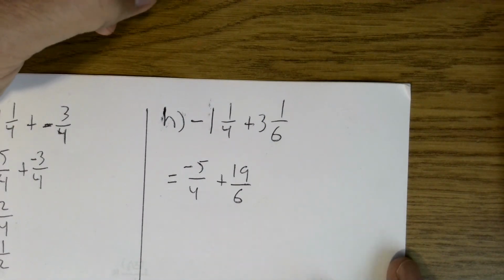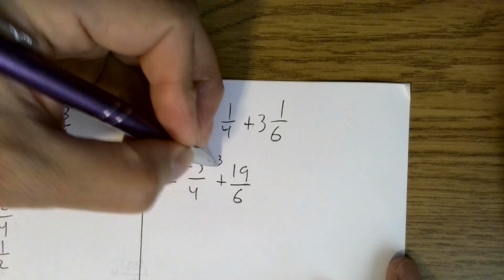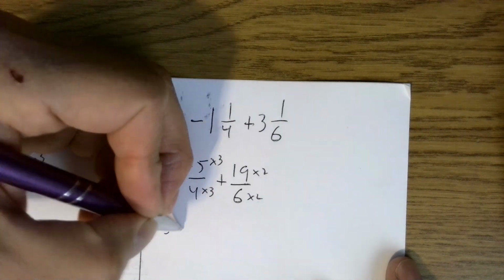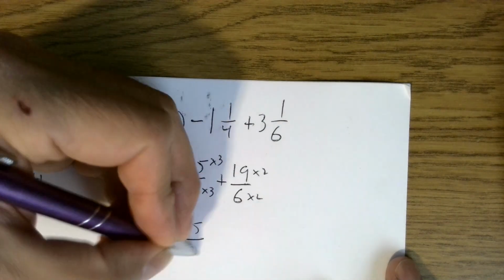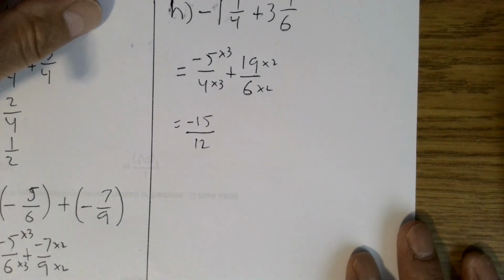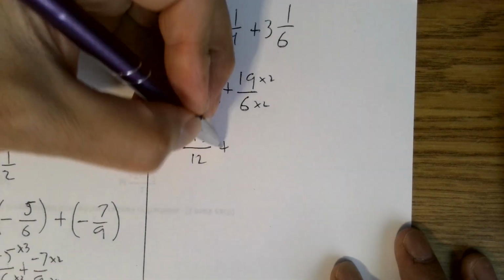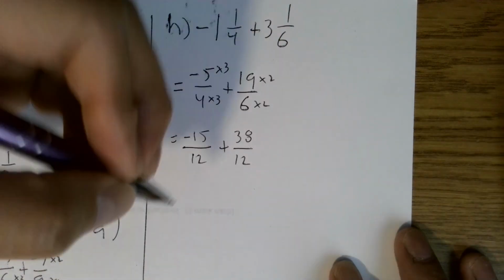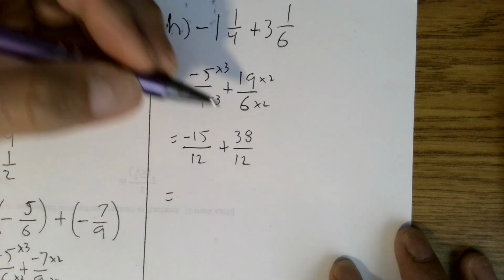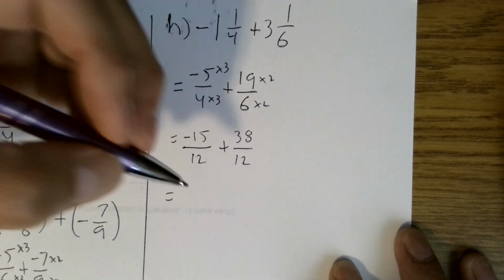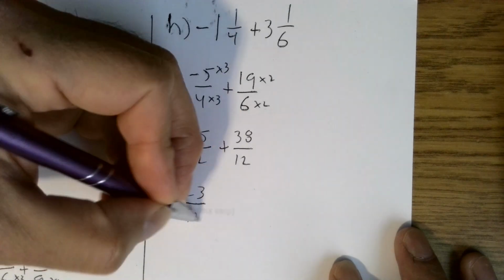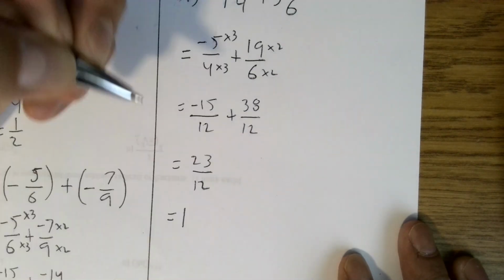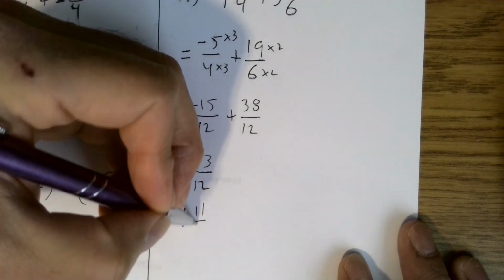Okay, lowest common denominator is going to be 12. So I'm going to multiply top and bottom here by 3, top and bottom here by 2. So I've got that I owe 15 slices of 12-slice pizza. And then I'm going to have 38 slices of 12-slice pizza. Okay, so I owe 15, I have 38. After I pay off my debt, I'm going to have 23 slices of 12-slice pizza left. And that means I can build 1 whole pizza and have 11 slices left over of 12-slice pizza.